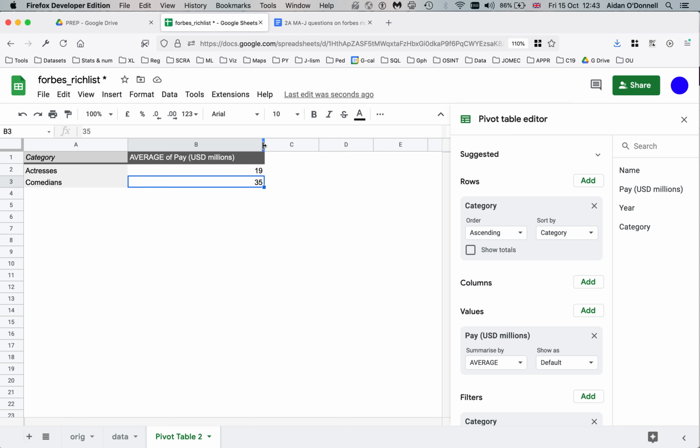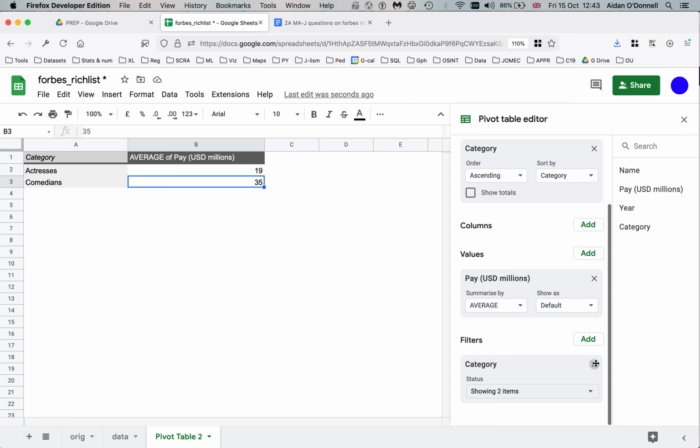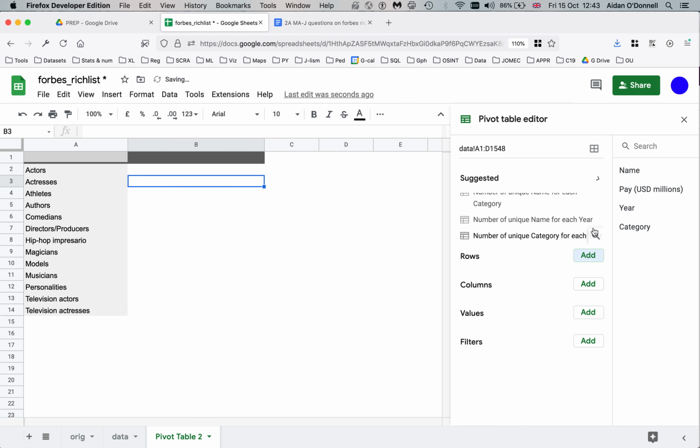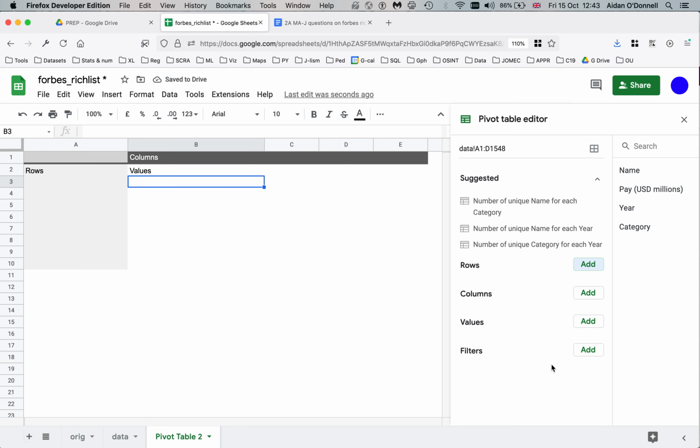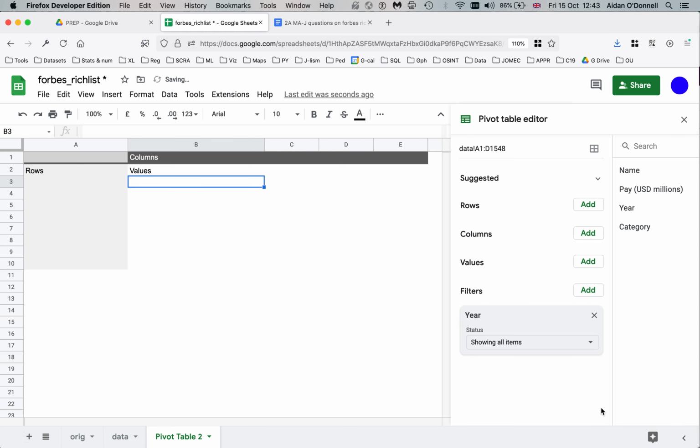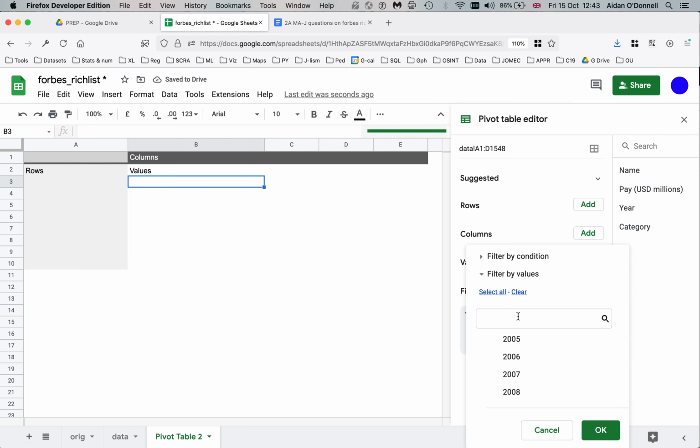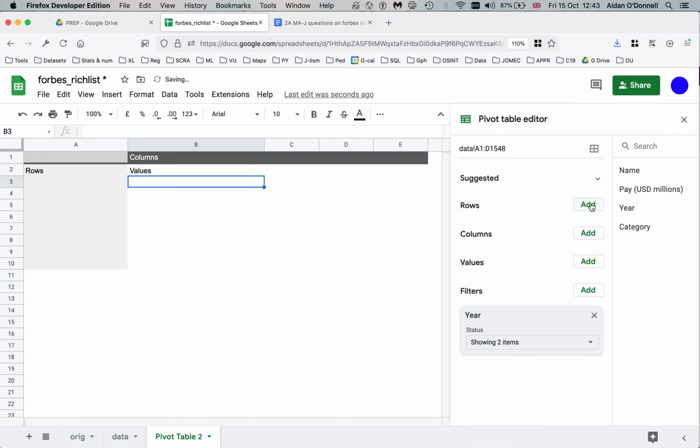Next question. 2018 and 2019, which category saw an increase in average annual income? We'll get rid of everything again and we will see. Let's filter the years so that we only have 2018 and 2019. And then let's look at which category. Let's put categories back into the rows.